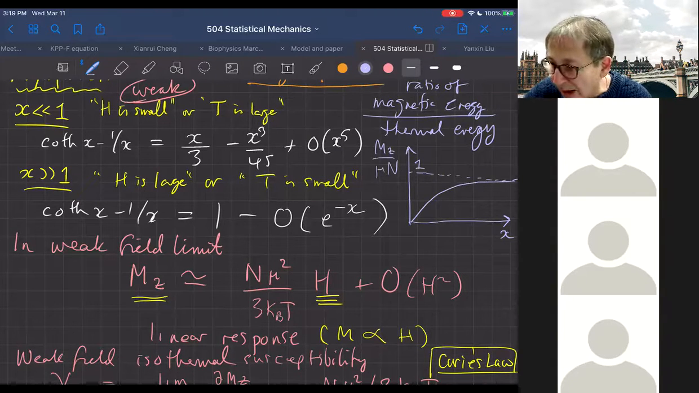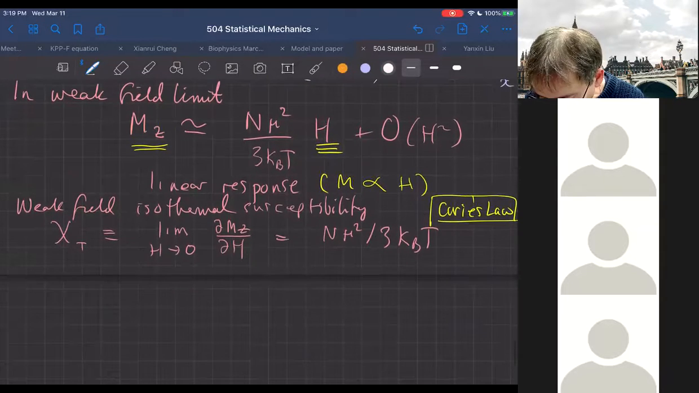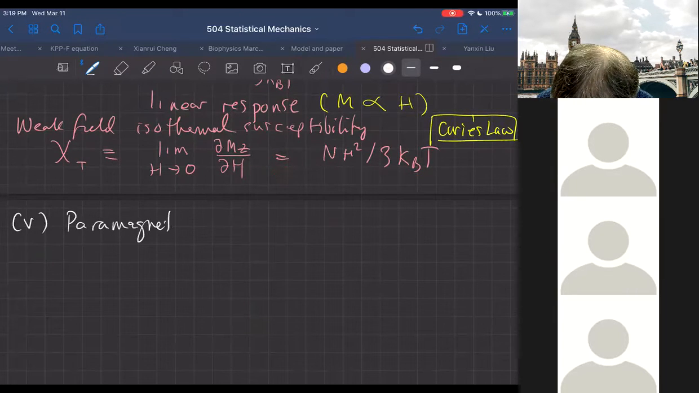Okay, so the next thing I want to talk about is the quantum paramagnet. So I propose to leave that to next time, since we're nearly out of time. So paramagnetism, the quantum theory.